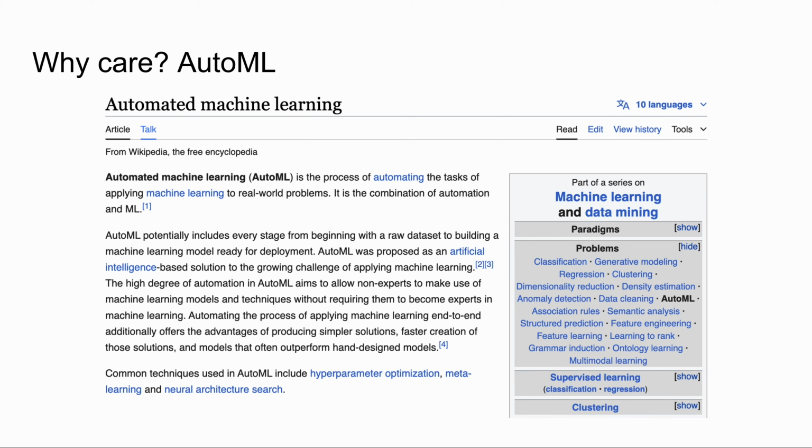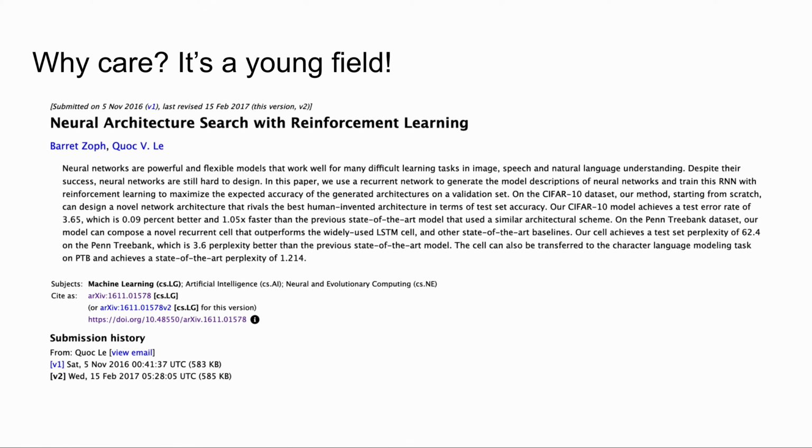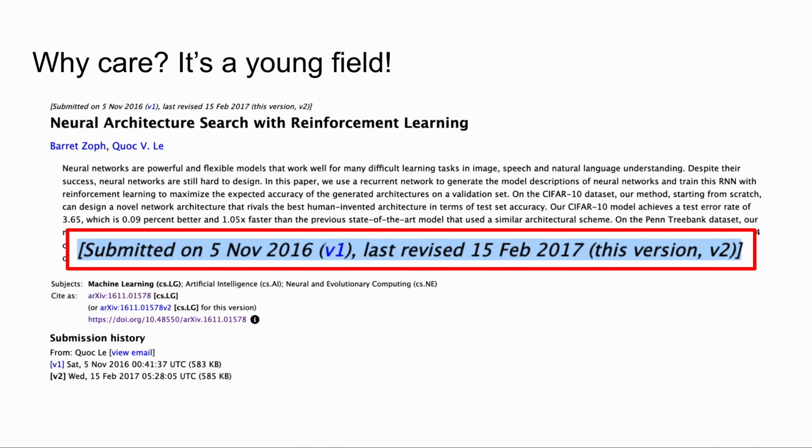Neural architecture search is just one part of this larger field called AutoML. I think this is super cool conceptually because you're often doing machine learning on the machine learning, and it also has the practical benefits of making machine learning more accessible for non-experts. Lastly, you should care about neural architecture search because it's such a young field. That paper that I mentioned that sort of generated all this NAS hype was only written in 2016. This means that there's a lot of research potential in this field, and we'll be seeing some pretty exciting things in the next couple of years.